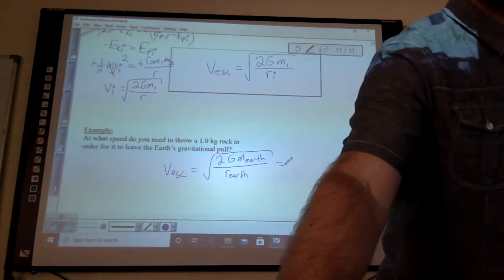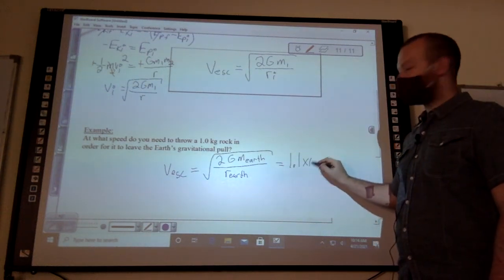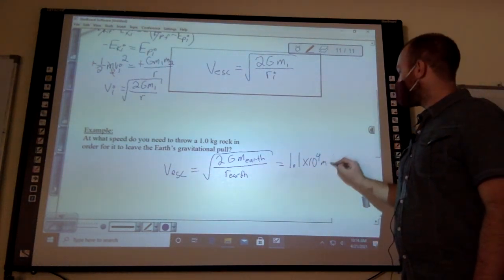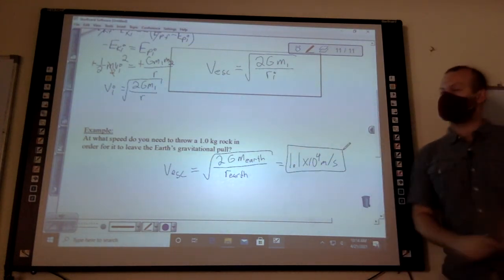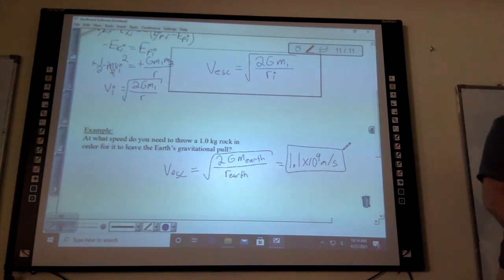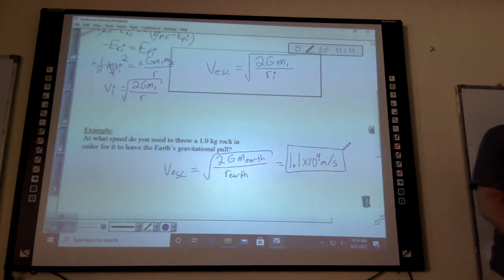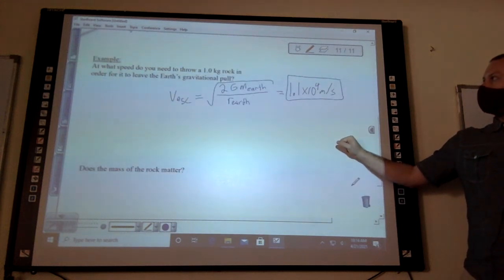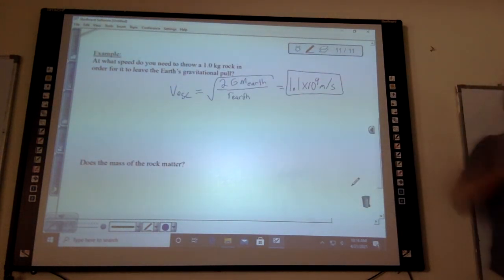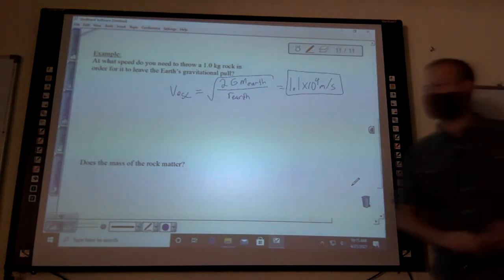Plug in your numbers. 1.1 times 10 to the 4 meters per second. So any object on the Earth's surface, if you wanted to escape the gravitational pull, throw it at this speed, which is fairly fast. I kind of gave this away already. Does the mass of the rock matter? No, doesn't matter.